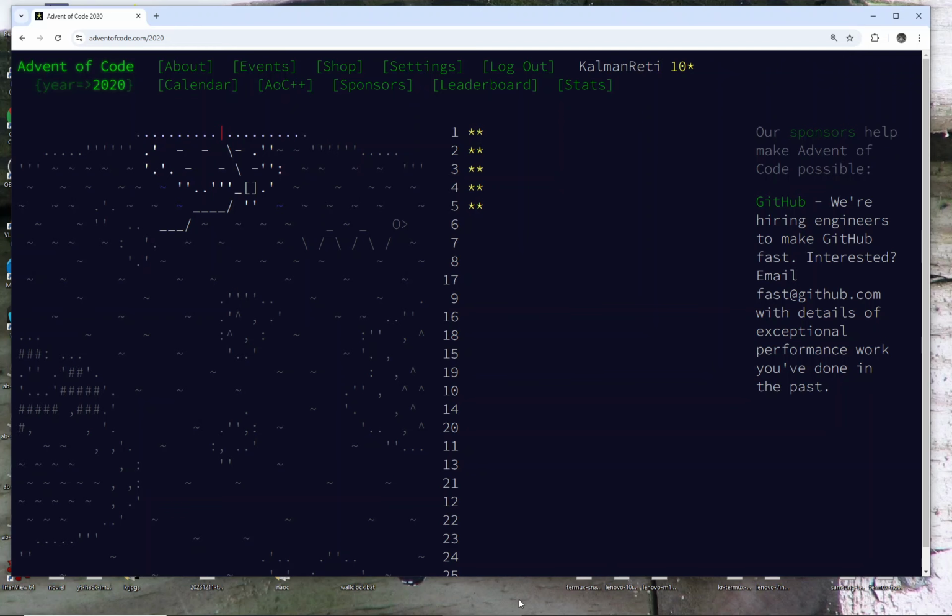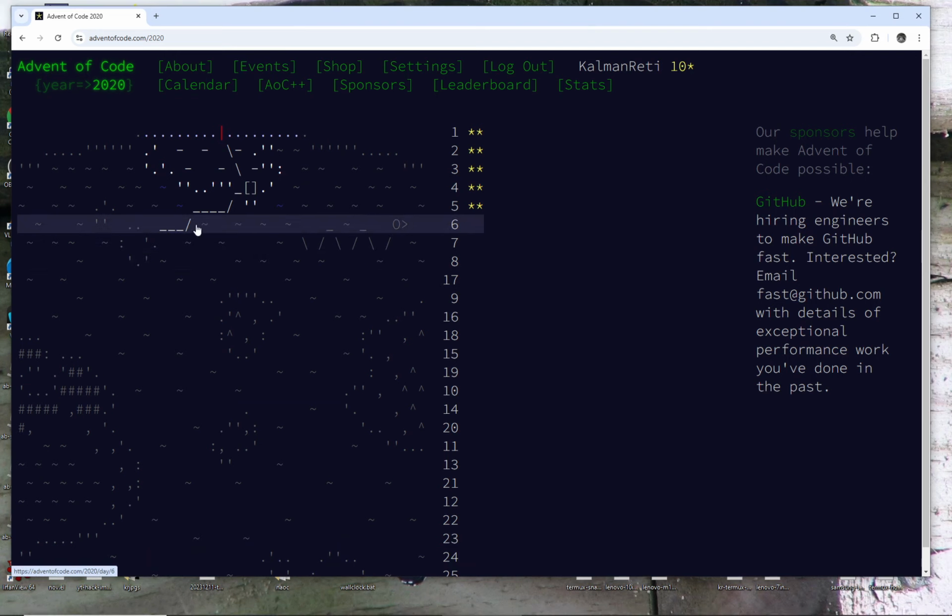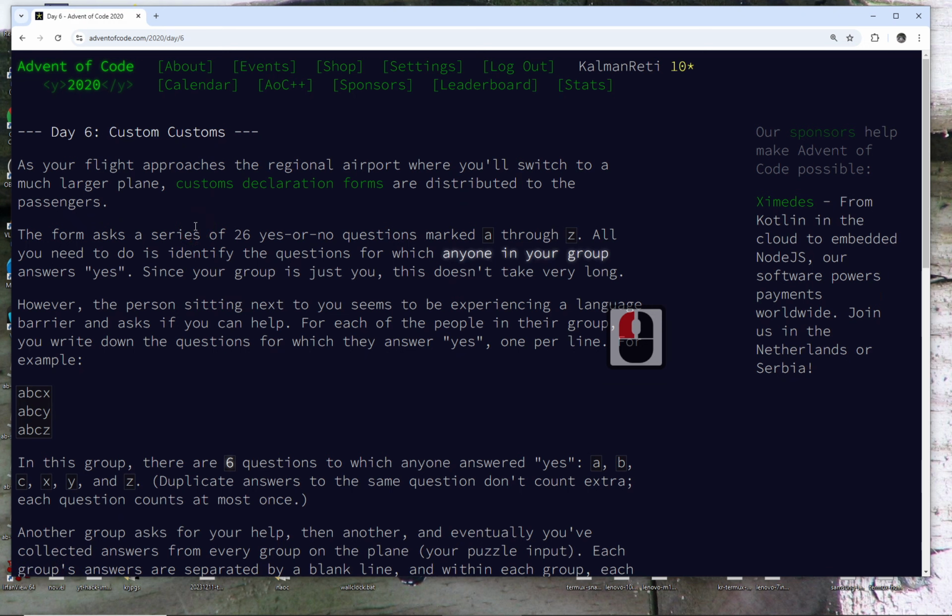So hello, we are continuing on our Advent of Code 2020 practice journey to get ready for Advent of Code 2024, which starts in, what, 3 weeks? Today's the 9th. Anyway, so here's our day 6.